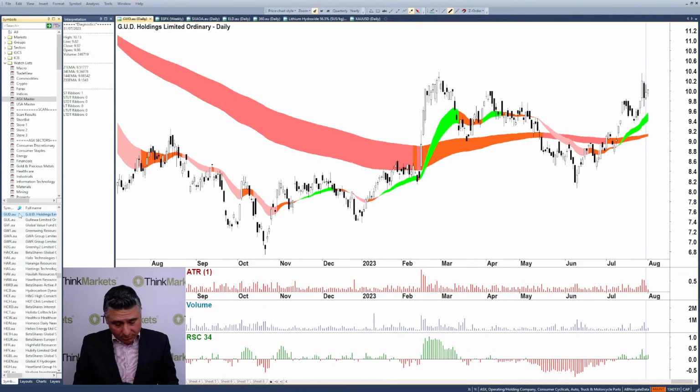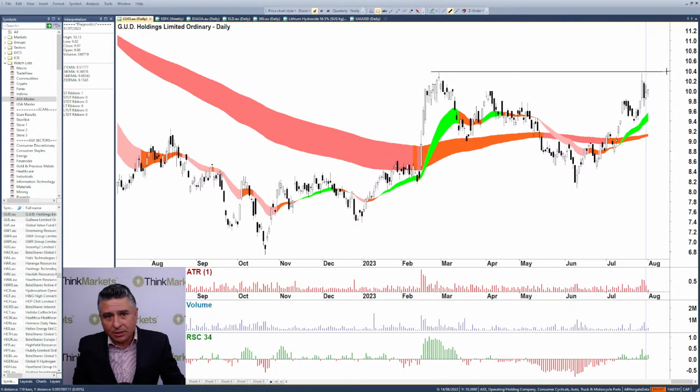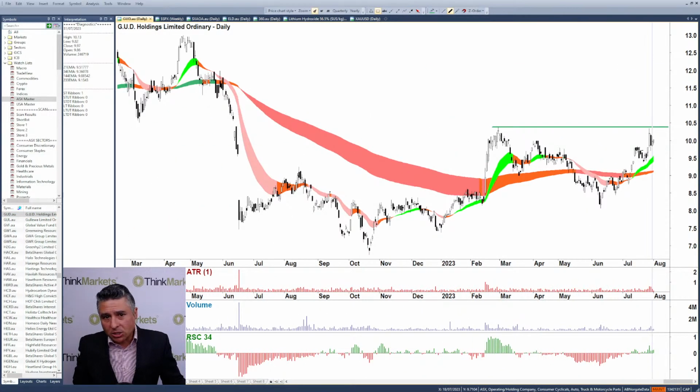GUD, it's fine. GUD is fine as well. There's that word, fine. I think this is better than fine. I think this is looking quite good here. It's quite constructive. I think the last few candles are good. Short-term trend is up. Long-term trend is up. No issues holding on to that one.